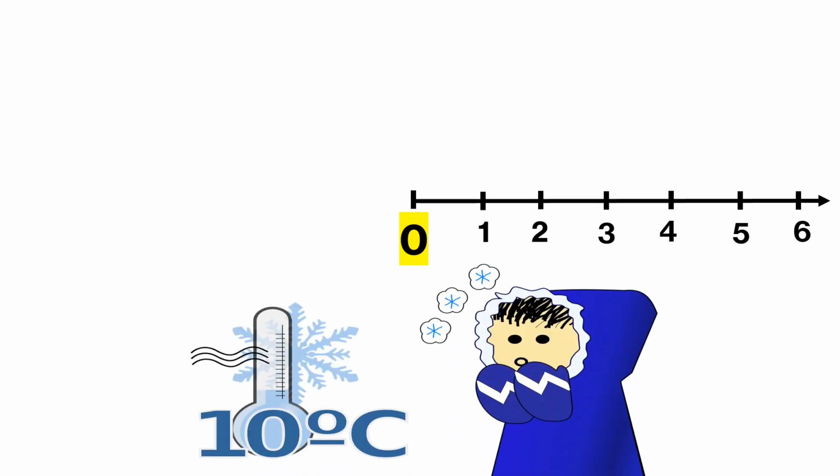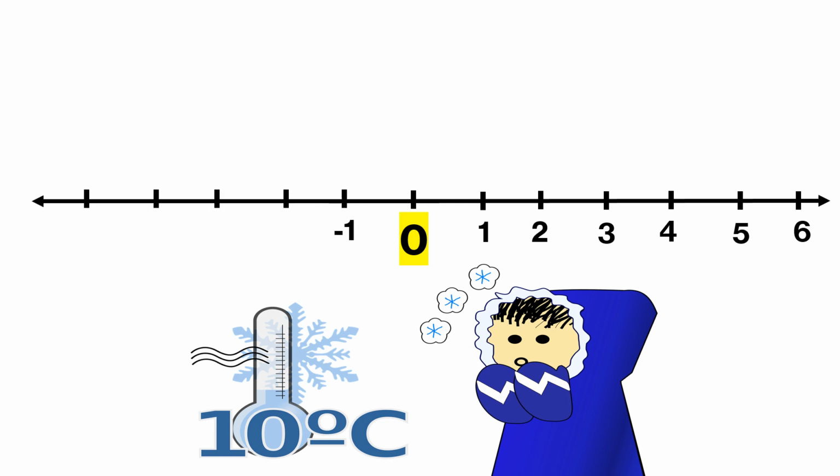Now I will ask you a question. Are there any numbers less than 0? Yes, sure. In Canada, sometimes the temperature records 10 degrees Celsius below zero. In this case, you can say that the temperature is negative 10 degrees Celsius. So here also we have a lot of numbers below zero.